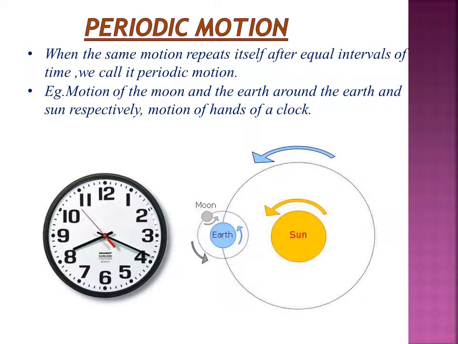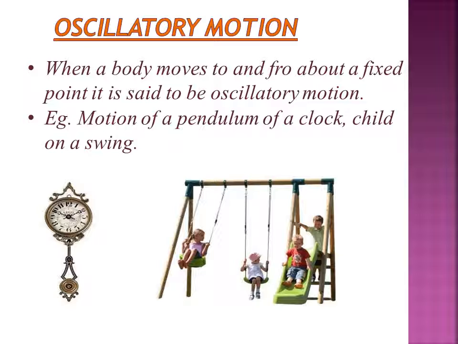Now let's move towards another part, that is oscillatory motion. What do you mean by oscillatory motion? The term oscillation is defined as to and fro. So when a body moves to and fro about a fixed point, it is said to be oscillatory motion. As in the case of a pendulum, the motion of a pendulum in a clock, and children playing on a swing. So here you can see there is a fixed point at the top.